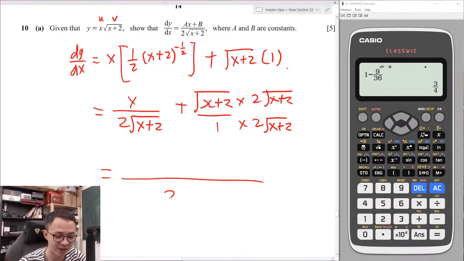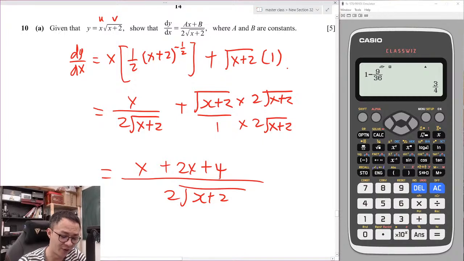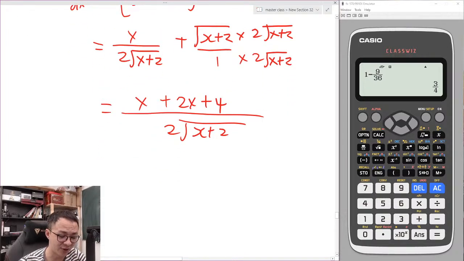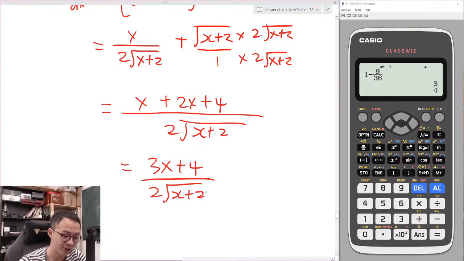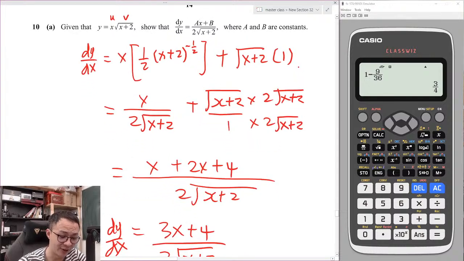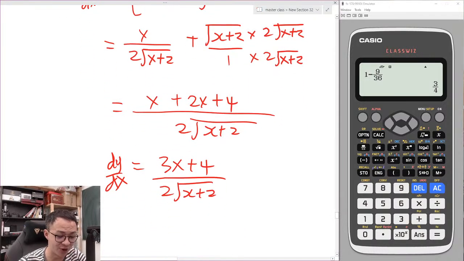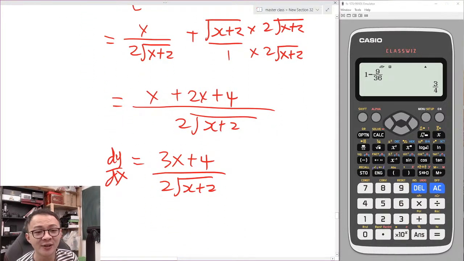Now they have the same denominator, 2 square root of (x plus 2). So the top will be x plus 2x plus 4. Okay, you just solve it slowly. You should get (3x plus 4) over 2 square root of (x plus 2). This is my dy/dx. Okay, so yeah, they want it in this pattern, so my equation is exactly in this pattern already, so I can solve it easily.